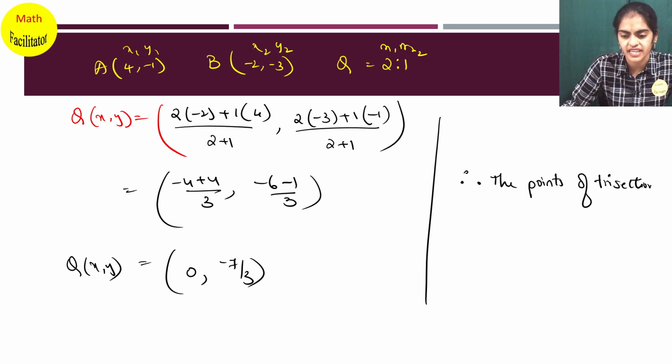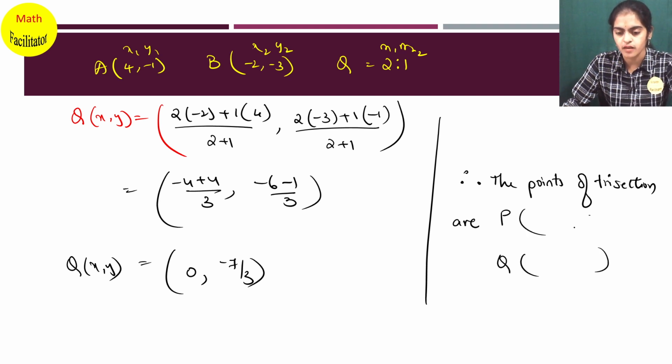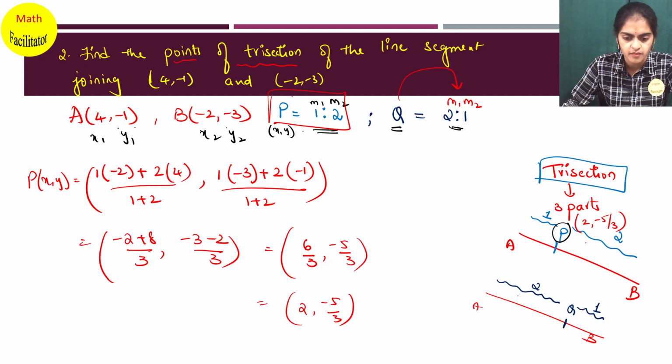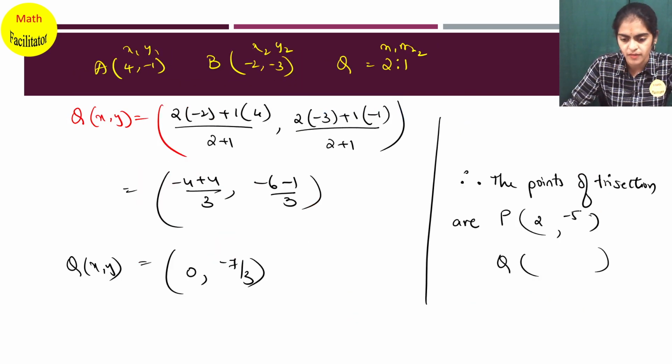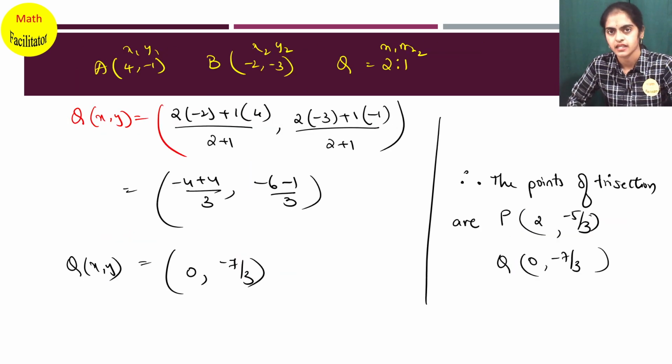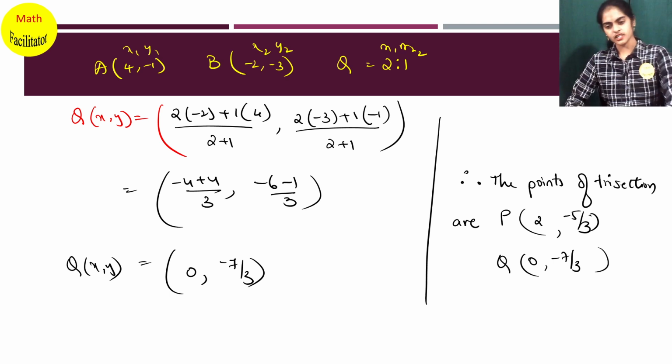Whenever trisection is asked, you will get 2 points, one is P and the other is Q. So P, how much did we get? P is (2, -5/3) and Q you got as (0, -7/3). Clear? So let's proceed to the next question.